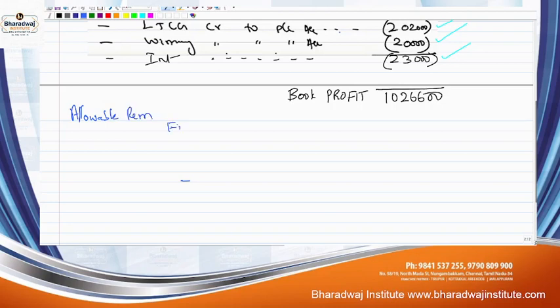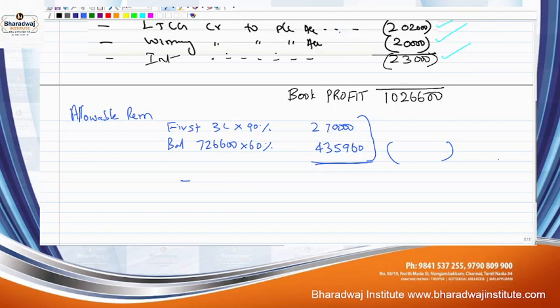First 3 lakhs into how much percentage? 90%, 2,70,000. Balance over, into how much percentage? 60%. How much will it be? 4,35,960. So add both. This will give us allowable remuneration.